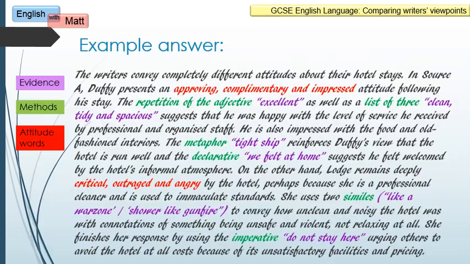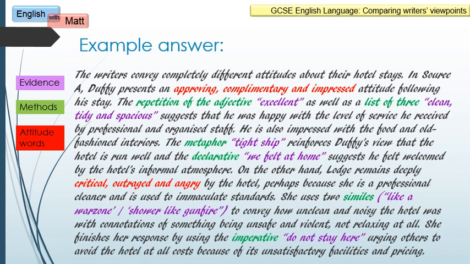So lastly then, let's put this all together very similarly to before, same colour coding on the left there. The writers convey completely different attitudes about their hotel stays. In source A, Duffy presents an approving, complimentary and impressed attitude following his stay. The repetition of the adjective excellent, as well as a list of 3 clean, tidy and spacious, suggests that he was happy with the level of service he received by professional and organised staff. He is also impressed with the food and old-fashioned interiors. The metaphor tight ship reinforces Duffy's view that the hotel is run well, and the declarative we felt at home suggests he felt welcomed by the hotel's informal atmosphere.